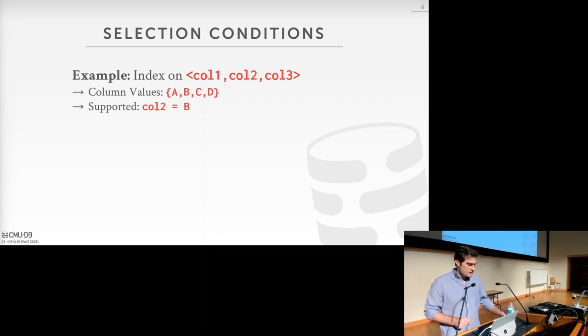So instead of naming the columns A, B, and C, we're going to call them col 1, col 2, and col 3. And the types of values that they can have are A, B, C, and D. So this is the entire alphabet that we're going to allow, just these four characters. So each column can either have an A, a B, a C, or a D. And now the operation that we're specifically focusing on in this case is, is column 2 equal to the value B? So what would this look like?